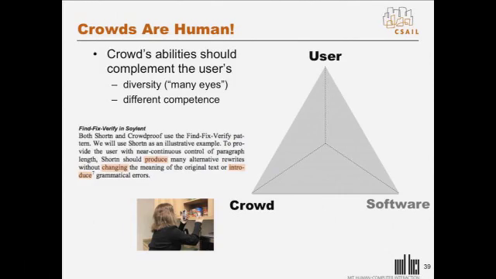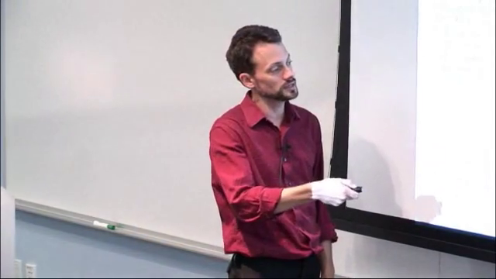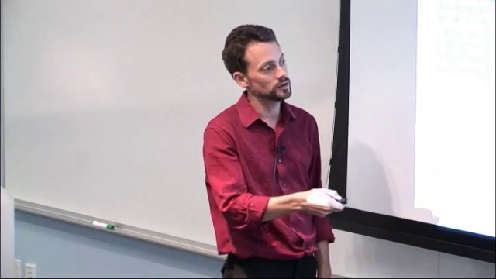You've got to think on this angle that this user is a human and this crowd also consists of humans. This is a very different beast over here. What actually is the difference between those two points? Why are you bringing a crowd into this system? That crowd should provide some kind of complement.